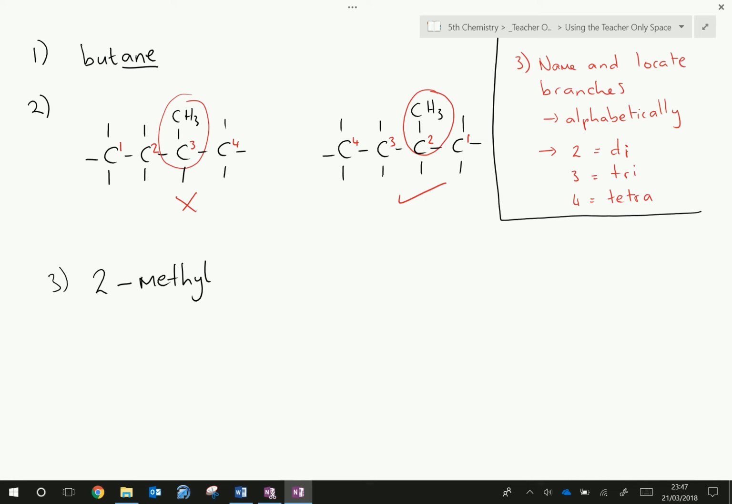Now what I need to do is put the name of the parent molecule at the end. So the name of my molecule is 2-methylbutane. So it's a butane molecule, 4 carbons in a row, with a methyl group on the 2nd carbon. And that's that finished.